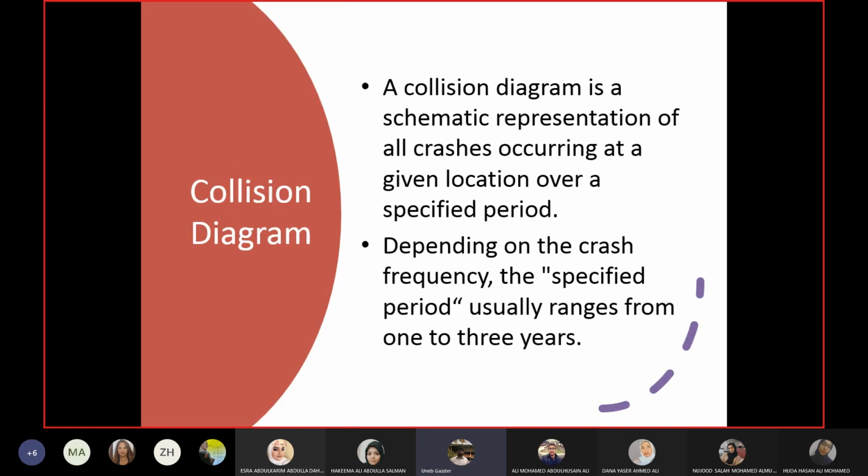A collision diagram is a pictorial or schematic representation of all the crashes which happen in a specific time period at the location.